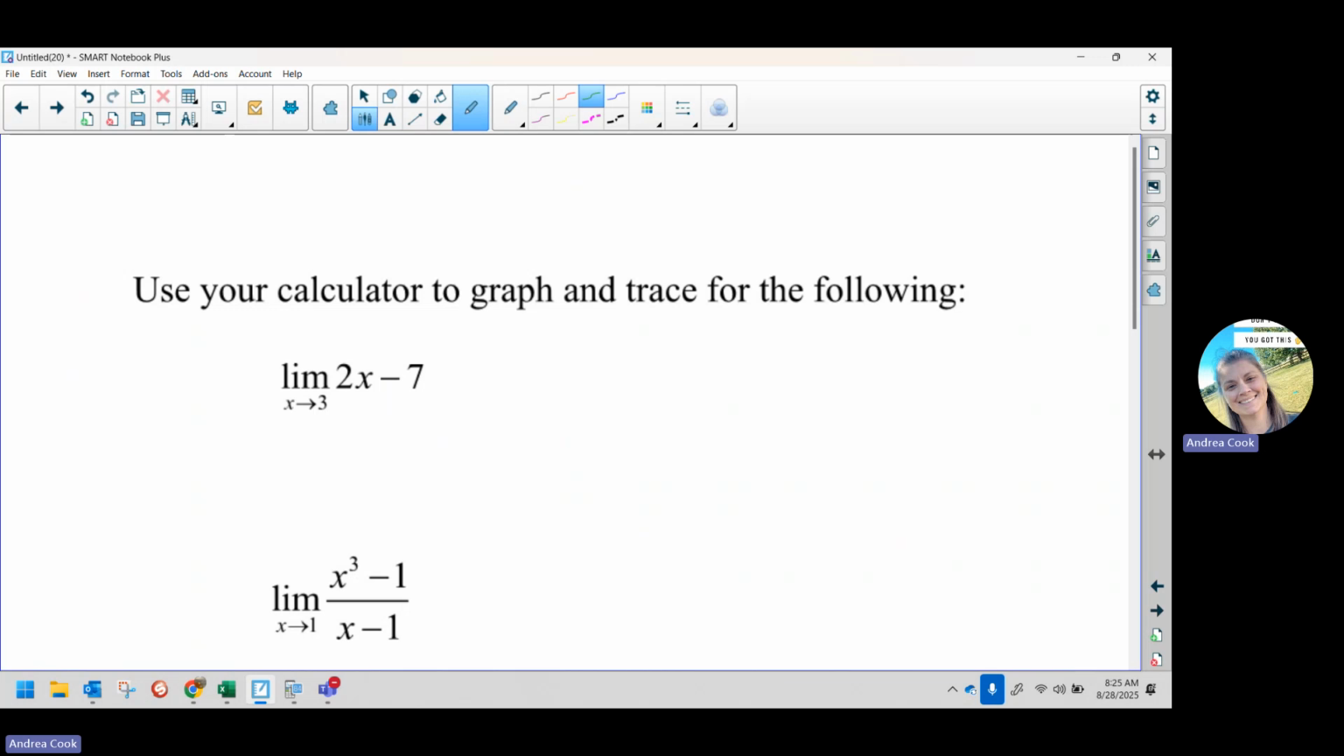All right, so we are on page 2 of the 1.2 notes. The second page is asking us to use our calculator to find the limit as x approaches 3 of 2x minus 7. Raise your hand if you have a NumWorks calculator. Okay, in NumWorks, I'm going to show you NumWorks first.